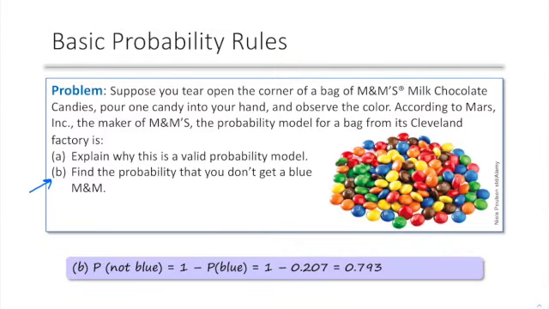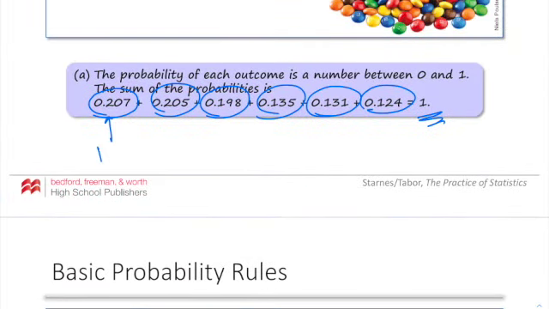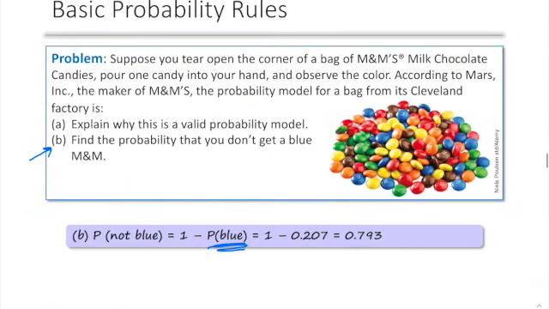So B says, find the probability that you don't get a blue M&M. The probability of not a blue, well, it's easier to count what the probability of blue is and then subtract it from 1. So the information that should have been provided above is that 0.207 was the probability of a blue M&M. So instead of adding all of these other probabilities together, we could simply take 1 and subtract the blue, what we don't want. So 1 minus 0.207 gives us 0.793.